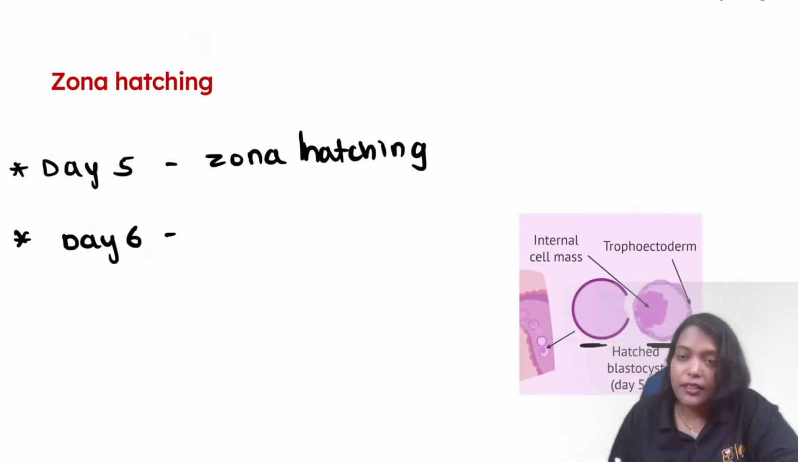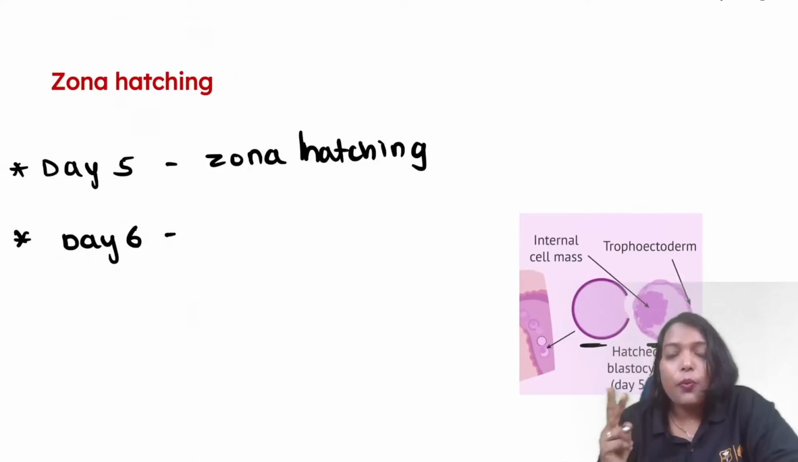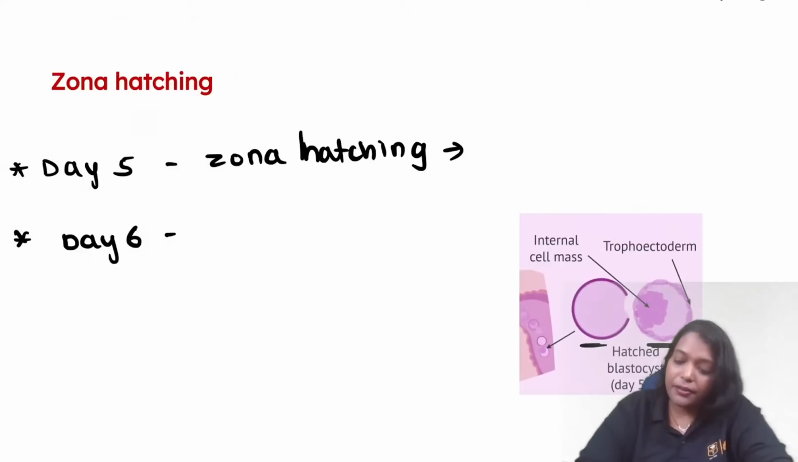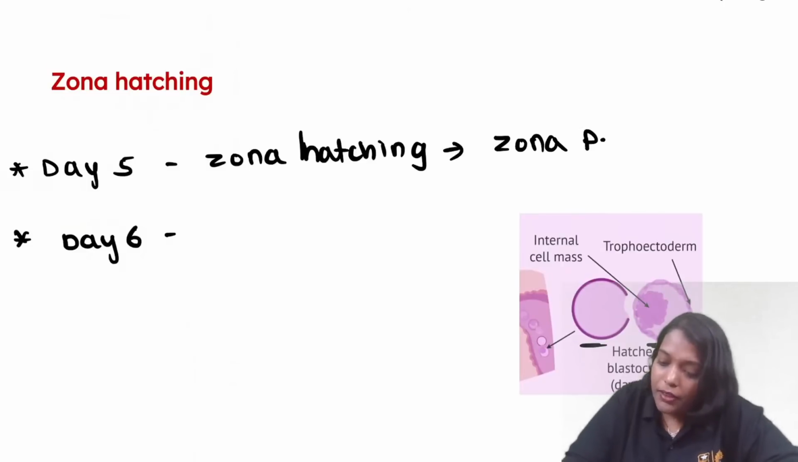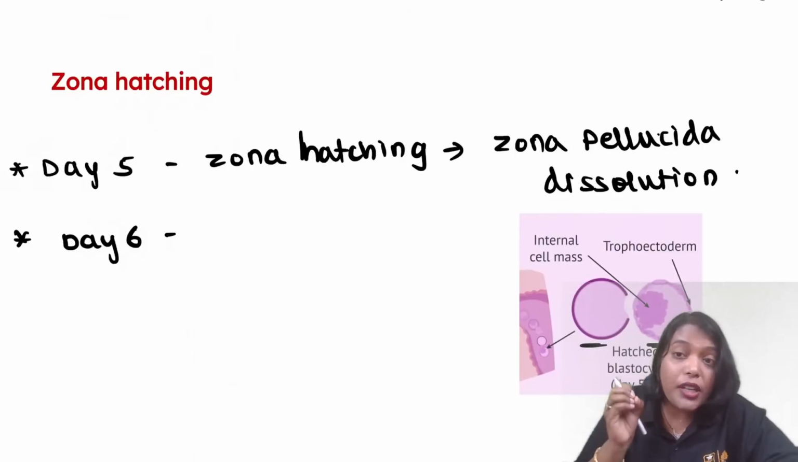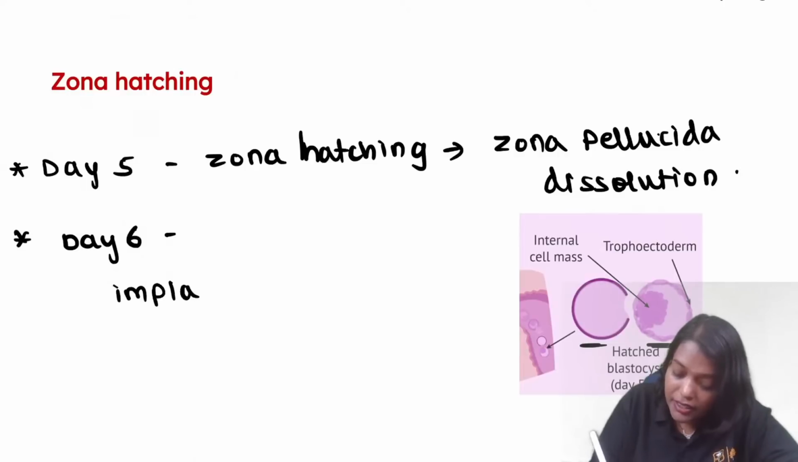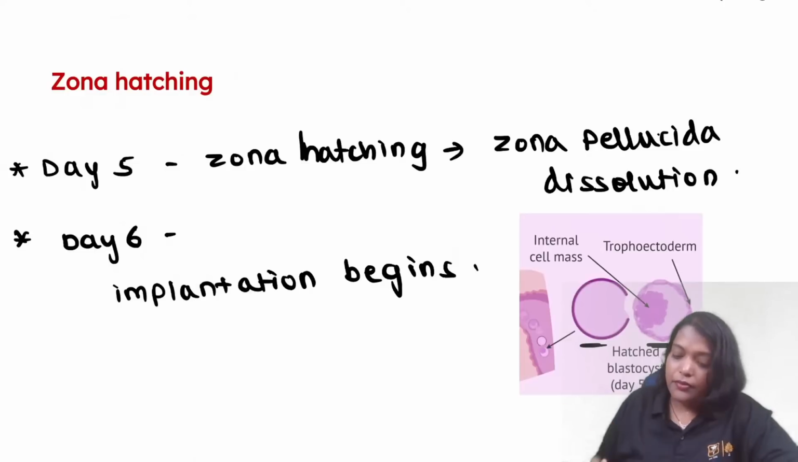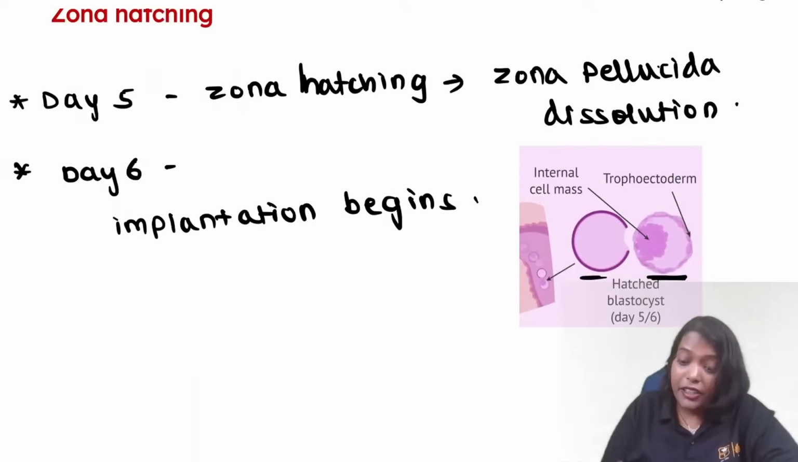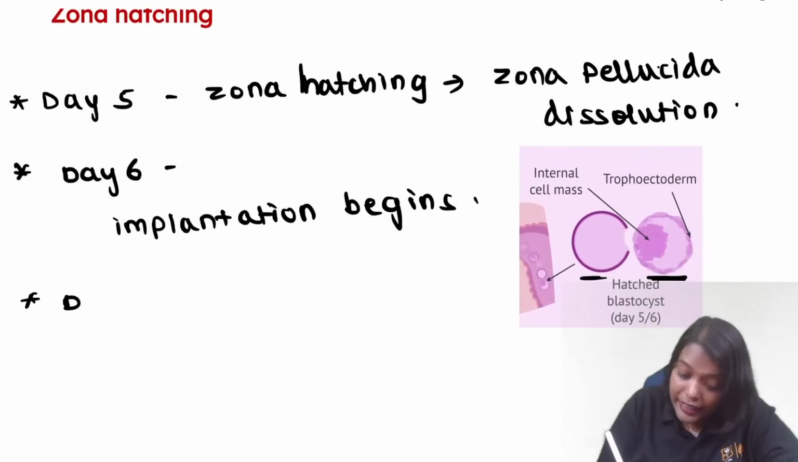Day 6. So day 5 there are two events. One is blastocyst is formed. Second is zona pellucida dissolution. That is called as zona hatching. After the zona pellucida will come out, day 6 में, this blastocyst will get implanted. So day 6 implantation begins.